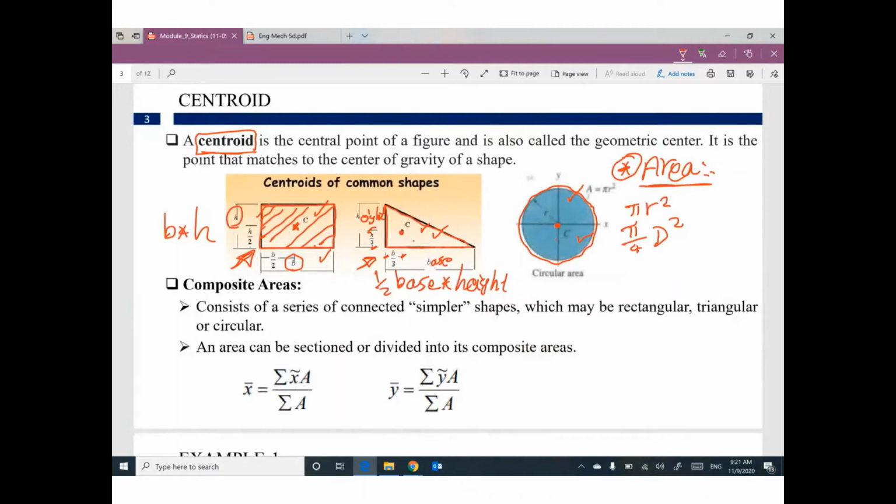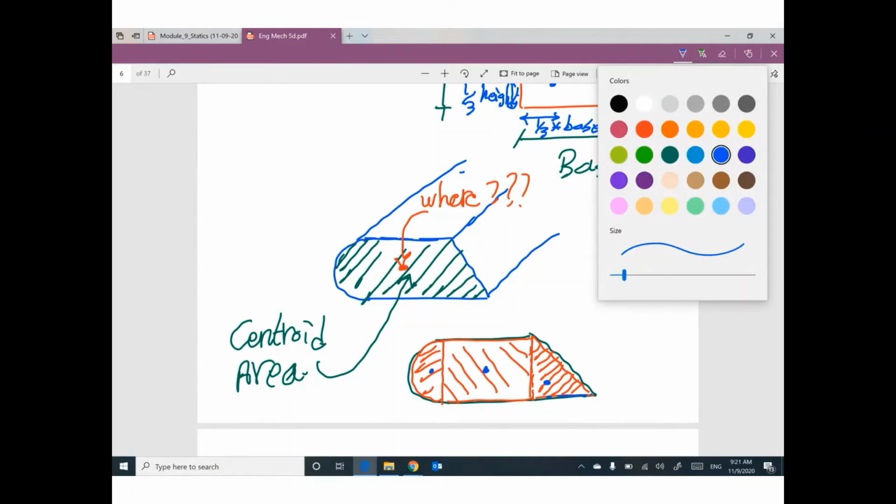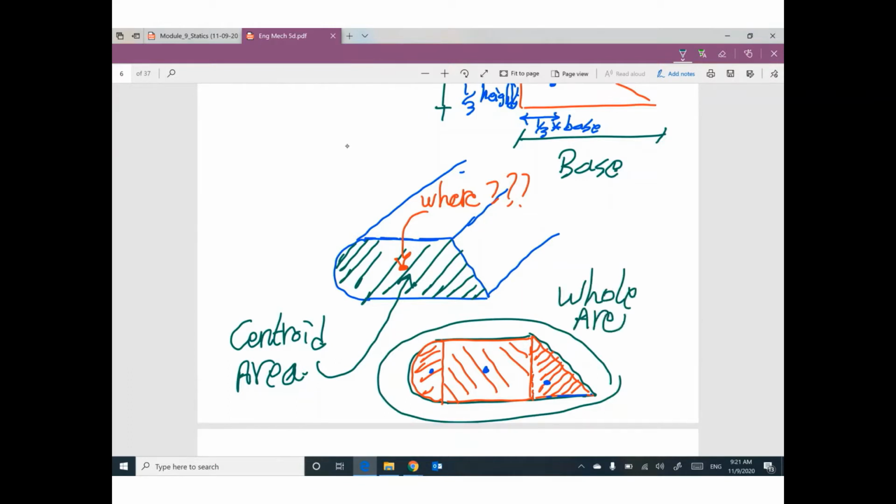Okay, I understand this point, and that makes sense to me. But this right angle triangle alone has this centroid, and this rectangle alone has this centroid, and this semicircle alone has this centroid. I'm not looking for the centroid of each part. I'm looking for where the centroid is for this cross section as a whole area. Where? You didn't answer my question.